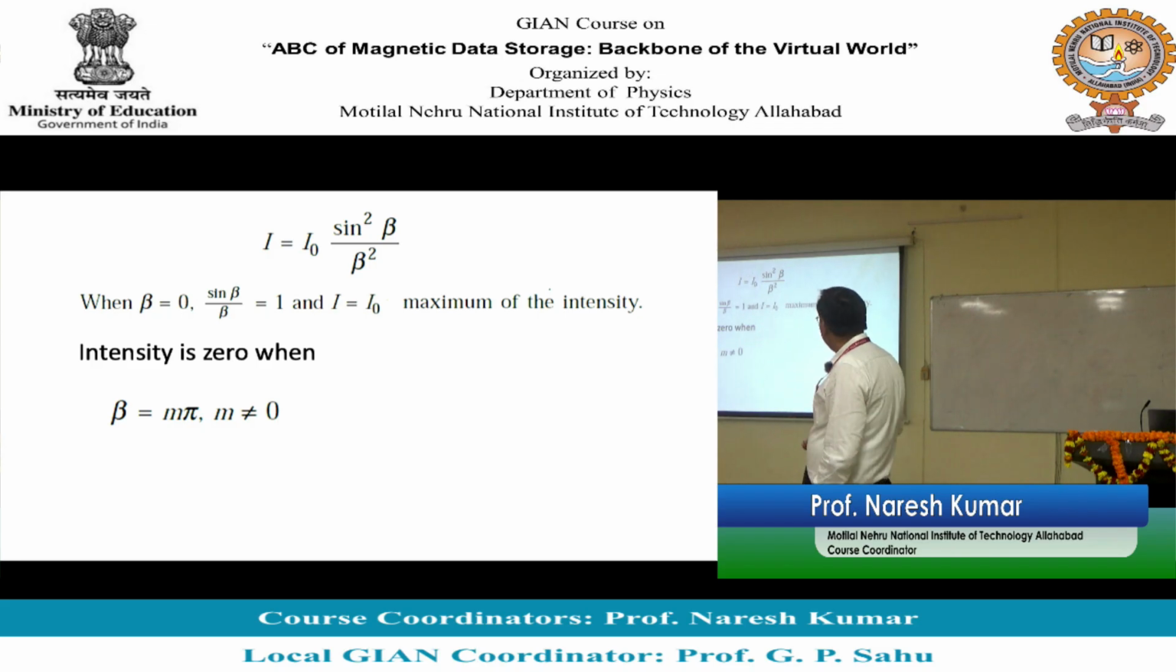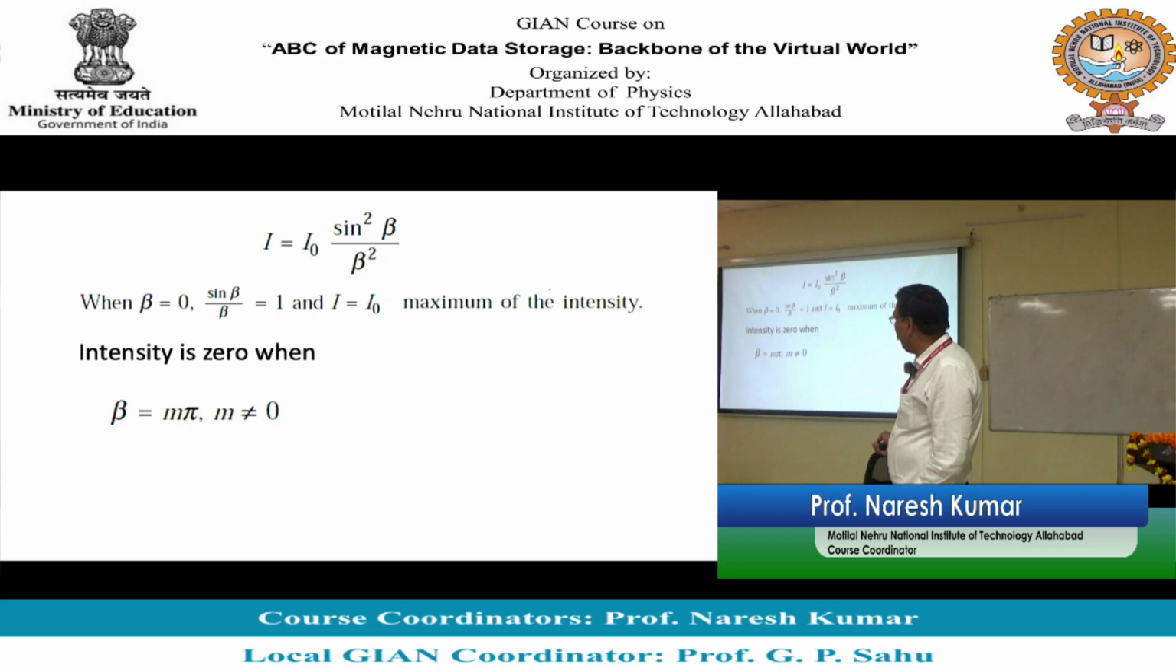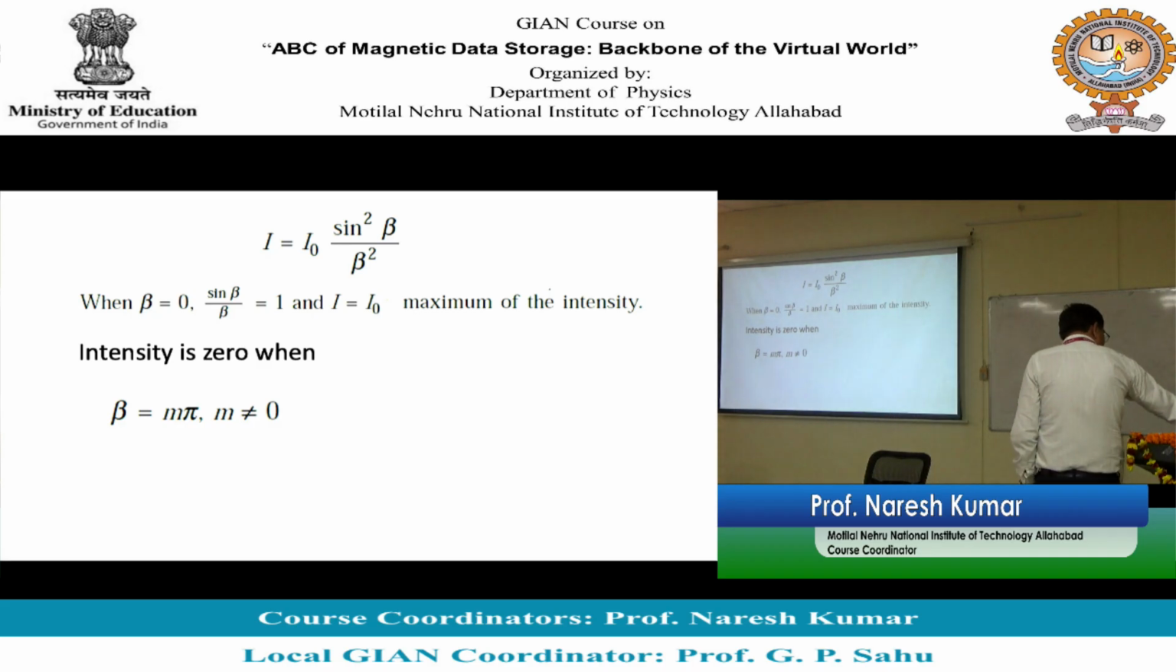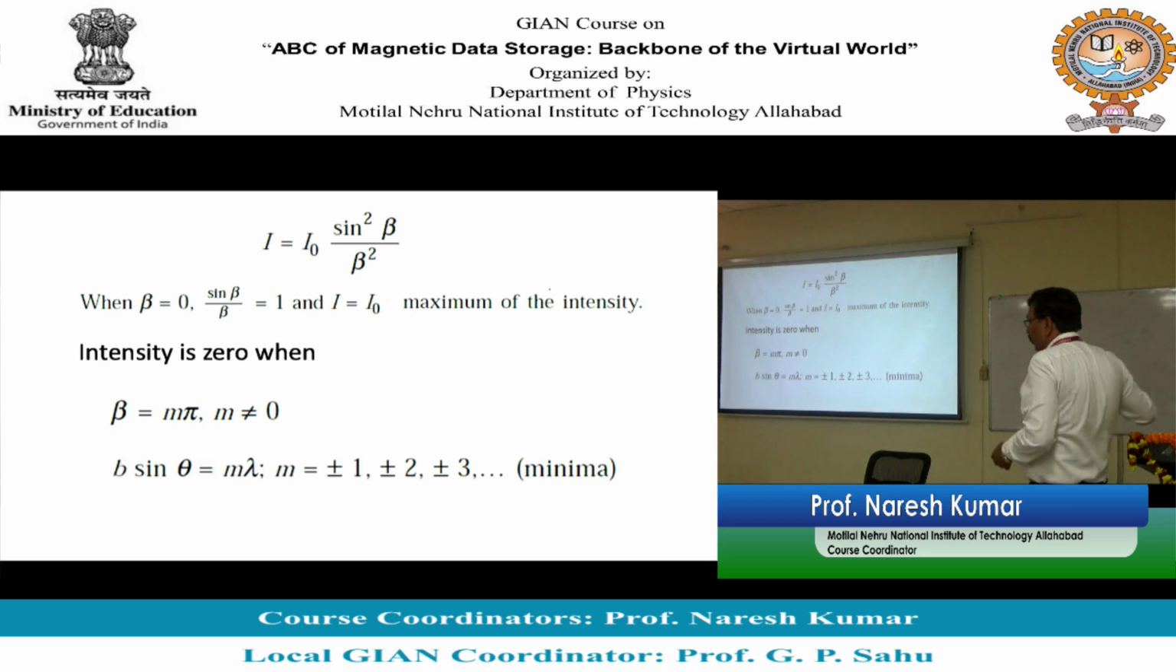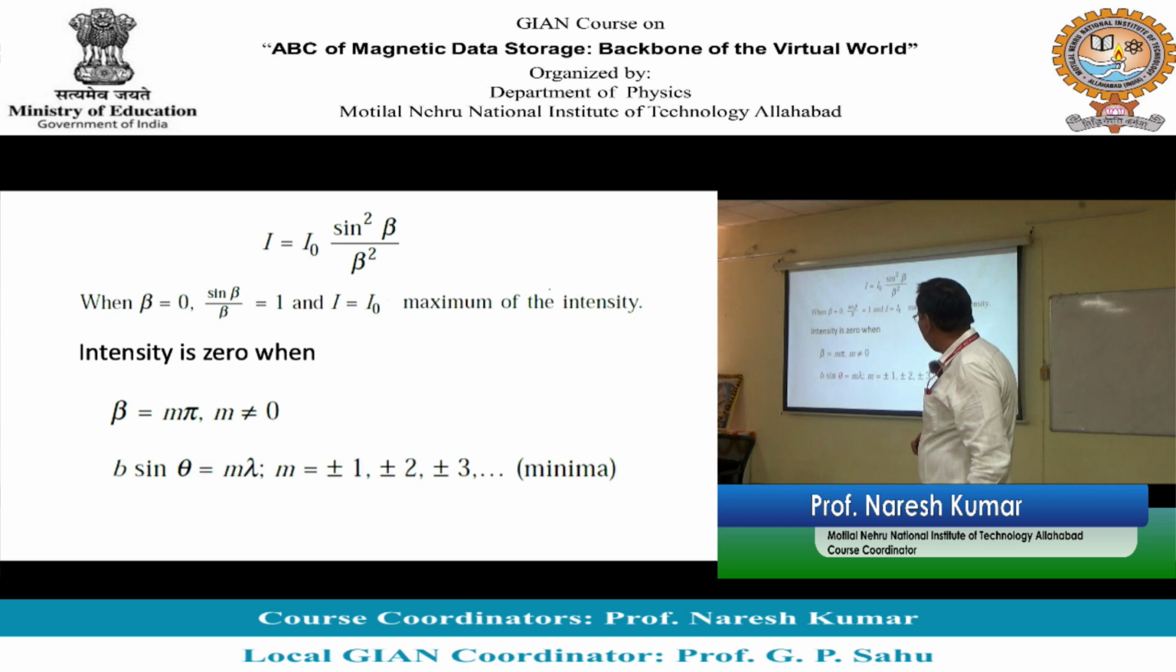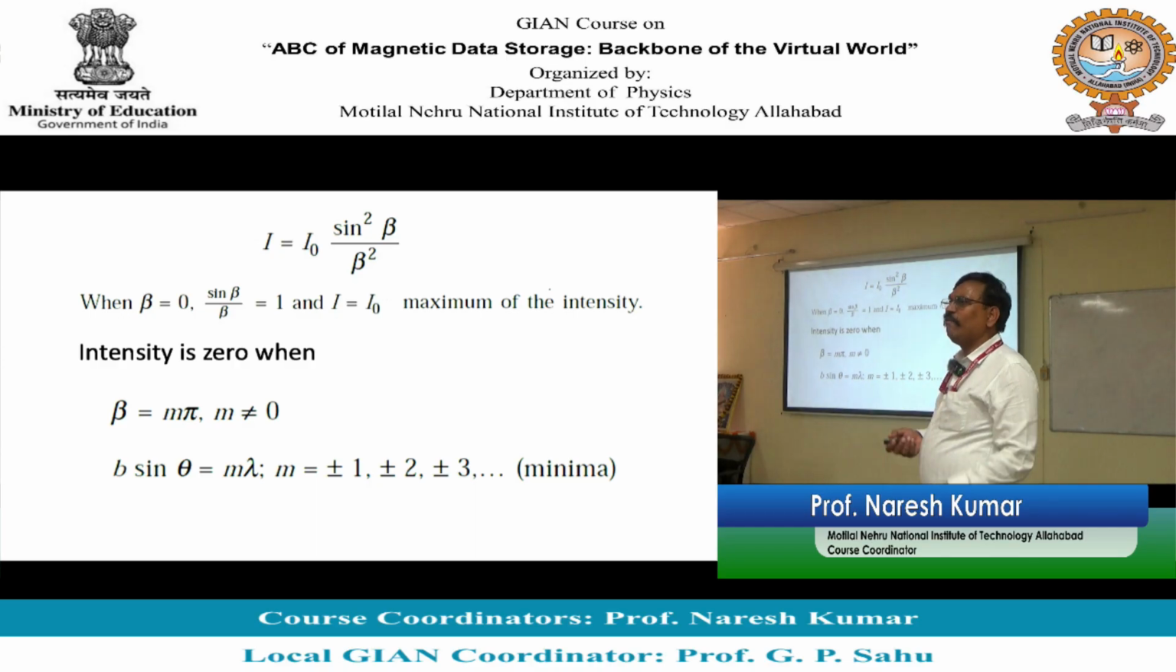नहीं कोई बात नहीं. And if beta is equal to m pi, provided m is not 0. If m goes to 0, beta goes to 0, and then this equation goes to maximum. So beta is equal to m pi, or I think it was related to theta like this, beta is equal to b sin theta. That means b sin theta is equal to m lambda. M has values, all the integral values except 0.